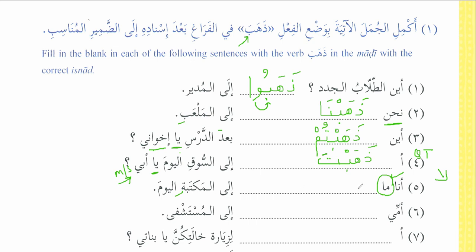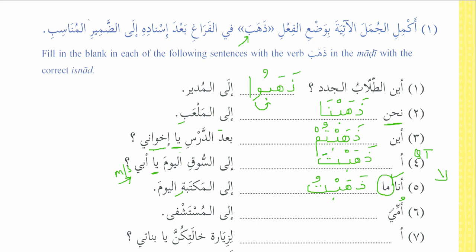So you are saying something about yourself. Where should you be searching the damir from? From the mutakallim. So take the structure, for mutakallim and mukhatib are the same. Dhahab and what is the damir for ana? Ta with dhamma. Dhahabtu. Ana ma dhahabtu ila al-maktabati al-yawm. I didn't go to the library today.